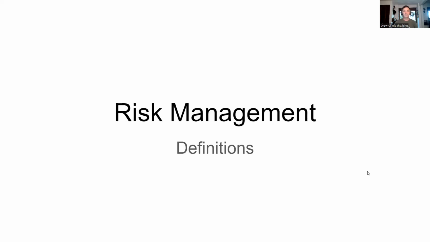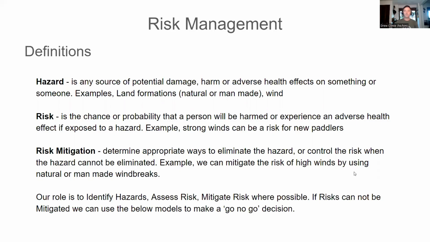All right, risk management. I'm going to start with some definitions so that we're on the same page, the same understanding of how we are viewing risk. I like this method here, where we break risk into three different categories: hazard, risk, and then risk mitigation. Our job as instructors, that we can see here at the bottom, is to identify hazards, assess the risk associated with each hazard, mitigate the risk where possible, and if risks cannot be mitigated, we can use the below models to make go, no go decisions.